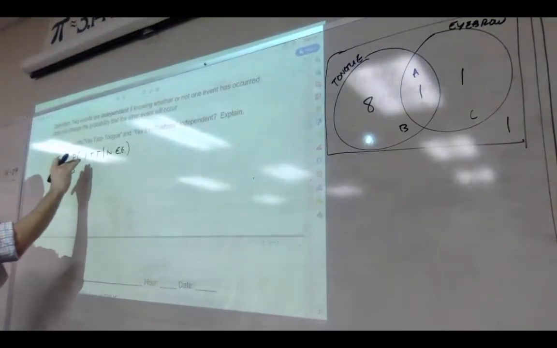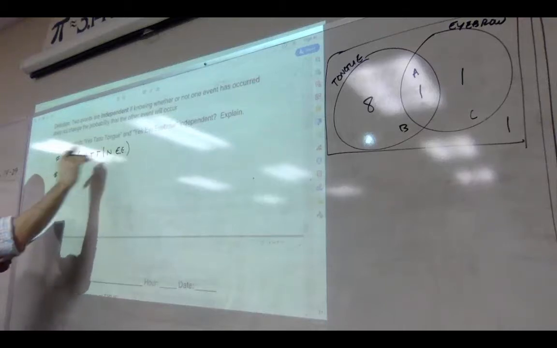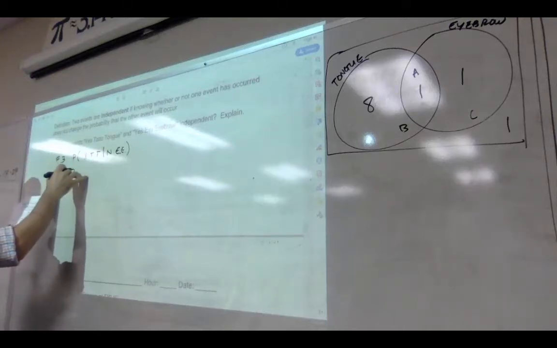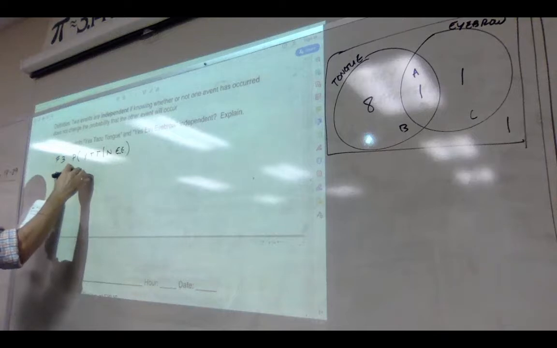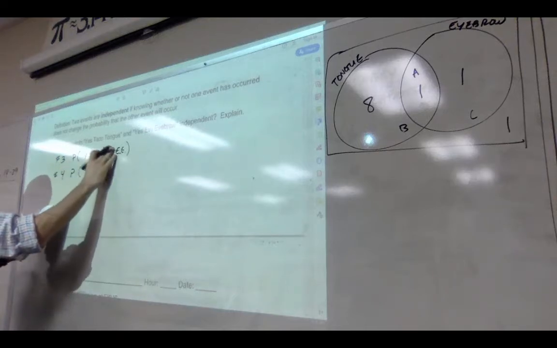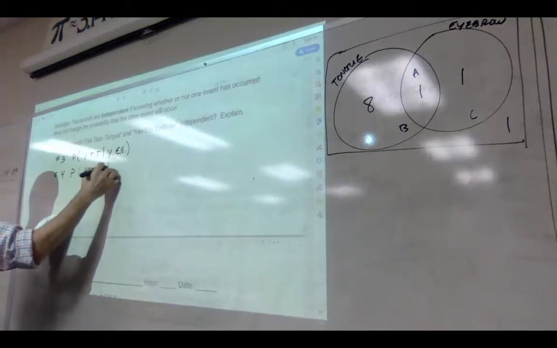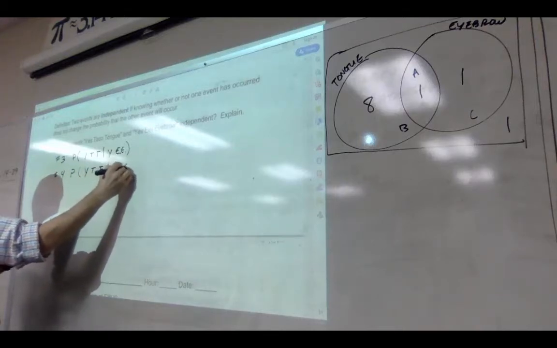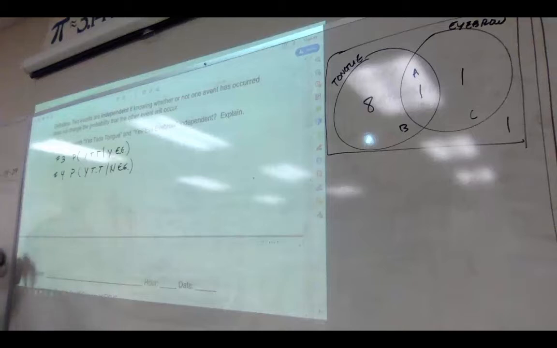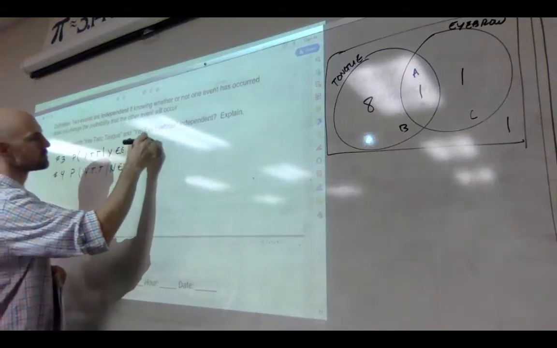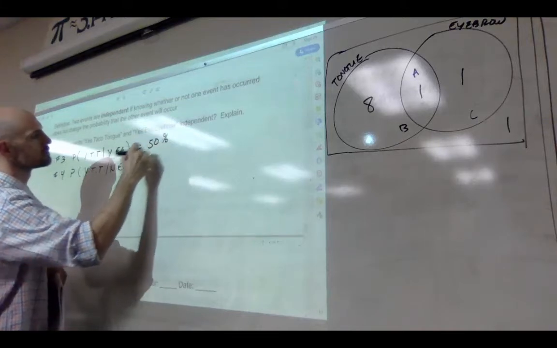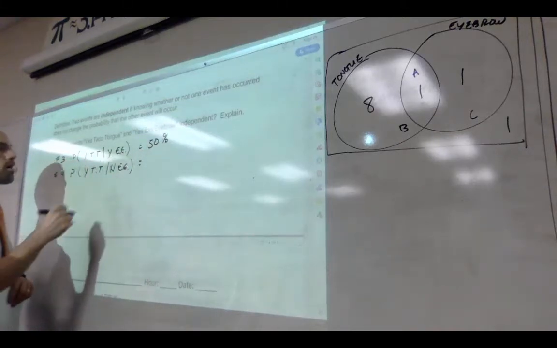In number 3, probability yes taco tongue, no evil eyebrow. And then probability of yes evil eyebrow, sorry. Yes taco tongue, no evil eyebrow. What was the probability in number 3? 50%. What was the probability in number 4? 88.9.